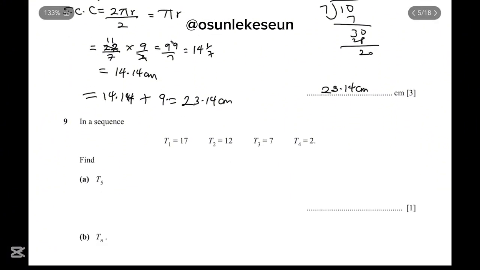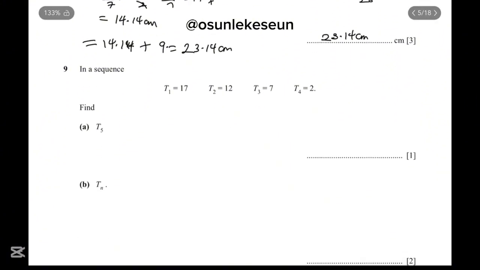So look at this question. We have a sequence where the first term is 17, the second term is 12, and the third term is 7. In this case, we are subtracting 5. So the fifth term is going to be: 2 minus 5 is going to give us minus 3.